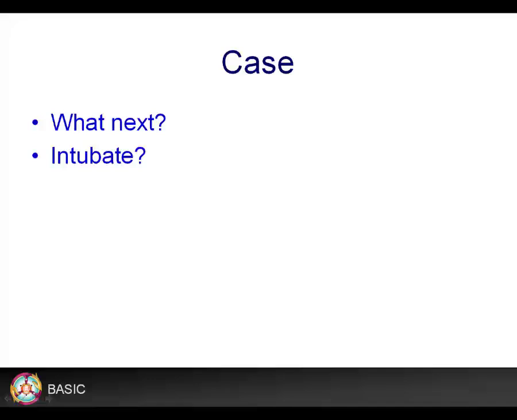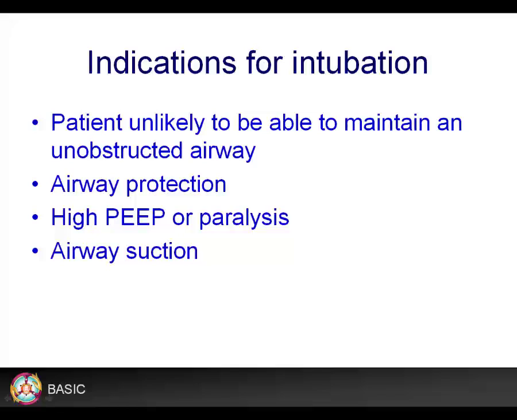What next? Should we intubate the patient? Indications for intubation are: the patient is unlikely to be able to maintain an unobstructed airway, protection against aspiration, high PEEP or requirement for pharmacological paralysis, or need for frequent airway suction.